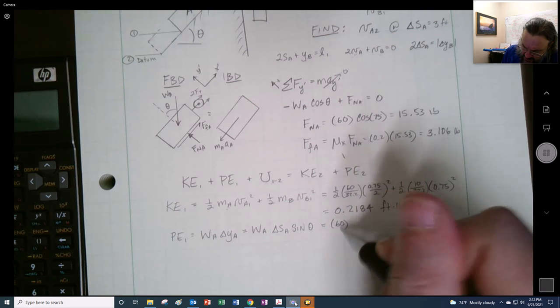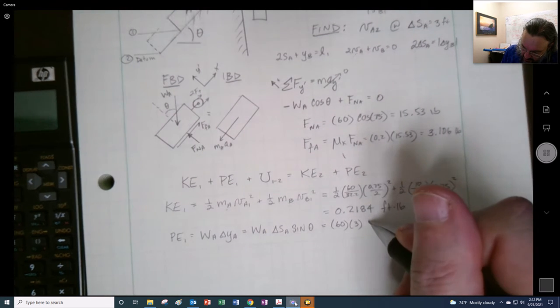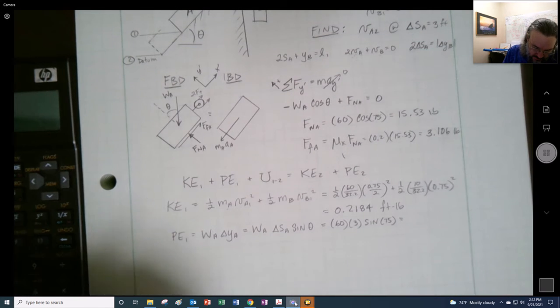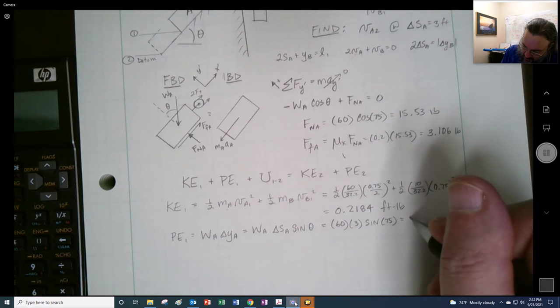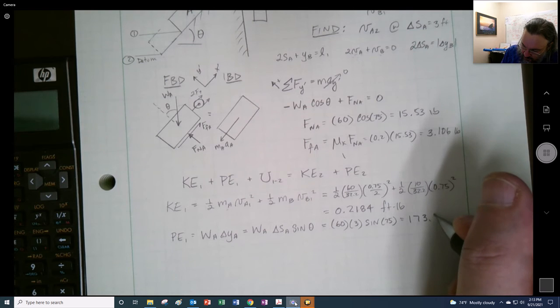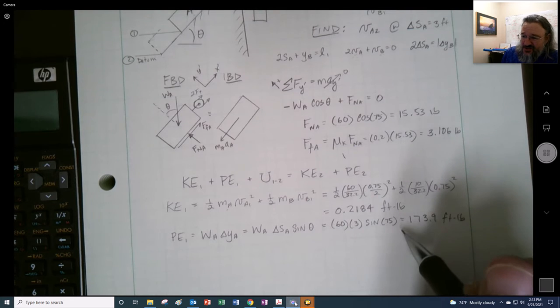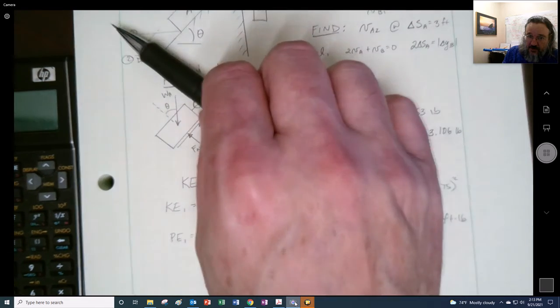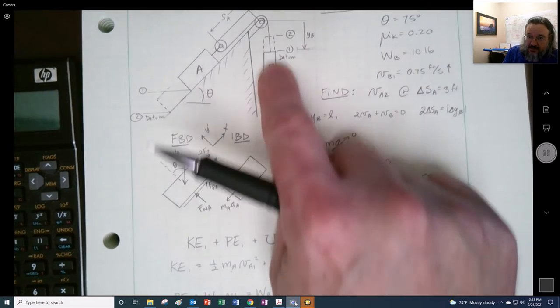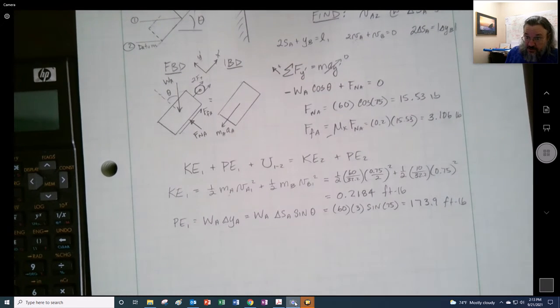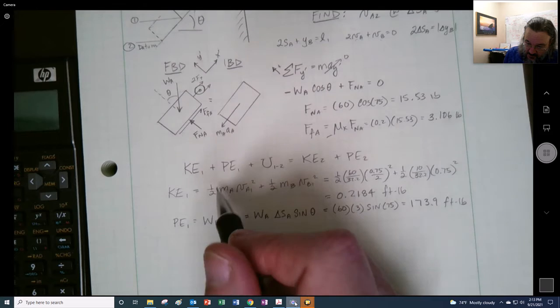So anyway, it's 60 pounds times 3 feet times the sine of 75 degrees. 3 times 60 times the sine. So it starts out with 173.9 foot-pounds of energy. And this is really the thing that's driving it. So it has a lot of potential energy to start with, and then it's going to finish with none at A, but B's is going to increase. It starts out with none because we counted out the datum, and it moves upwards. Where's it going to go? Well, some of it's going to go away to friction, because we have this next guy right here.